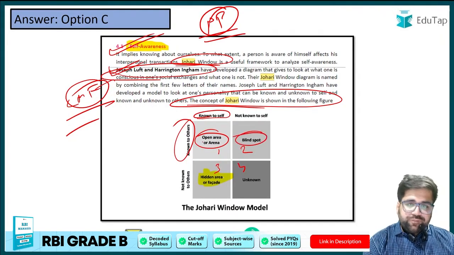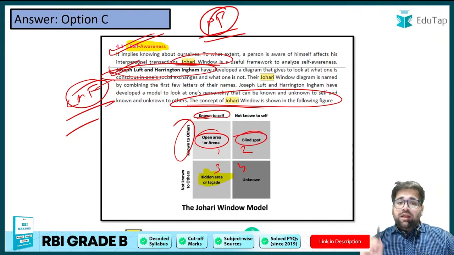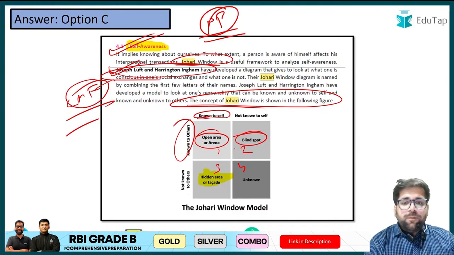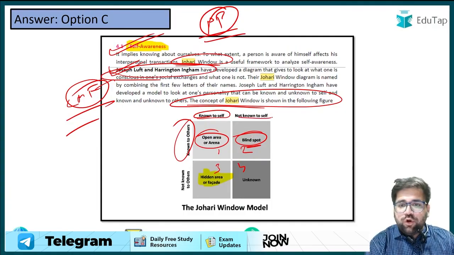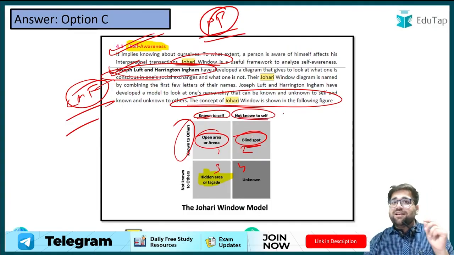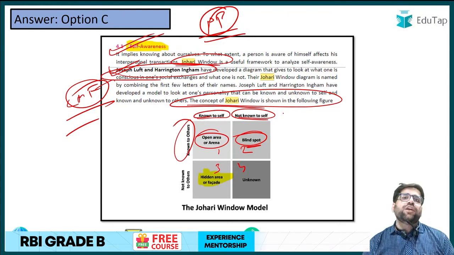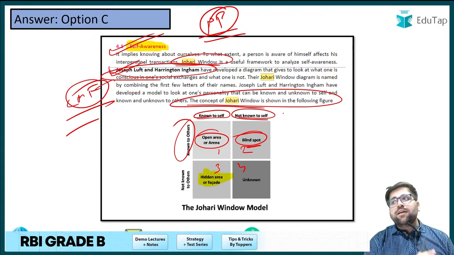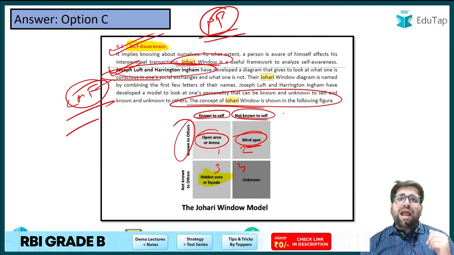The second is also known as blind spot. Under blind spot, you have to understand that people know about your information, but you do not know about that particular information. It's like a trick. People know that you have certain quality, but you yourself don't know that you have that particular quality. So it's like society is giving you an inherent, I would say, activity.